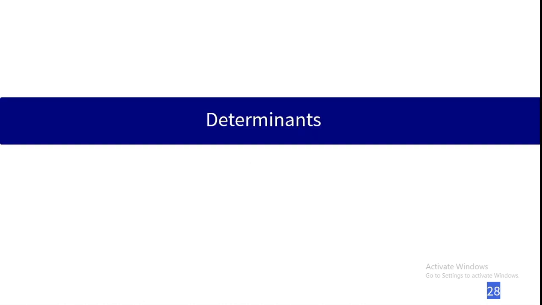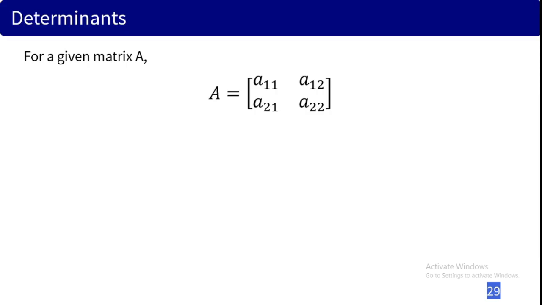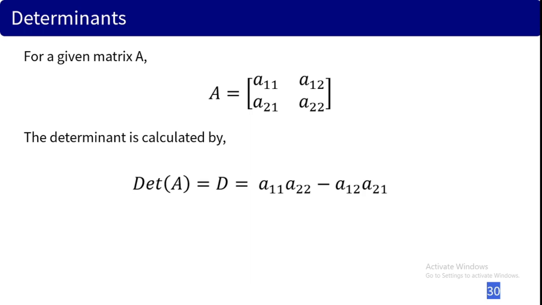Now let us consider determinants. This is a review of the knowledge you obtained in the lower years. I'm pretty sure that you have encountered determinants, especially in your course Advanced Algebra. But in this course, this is of great importance, especially when we're trying to solve systems of linear equations. For a given matrix A, the determinant, denoted by D, is calculated by this expression.